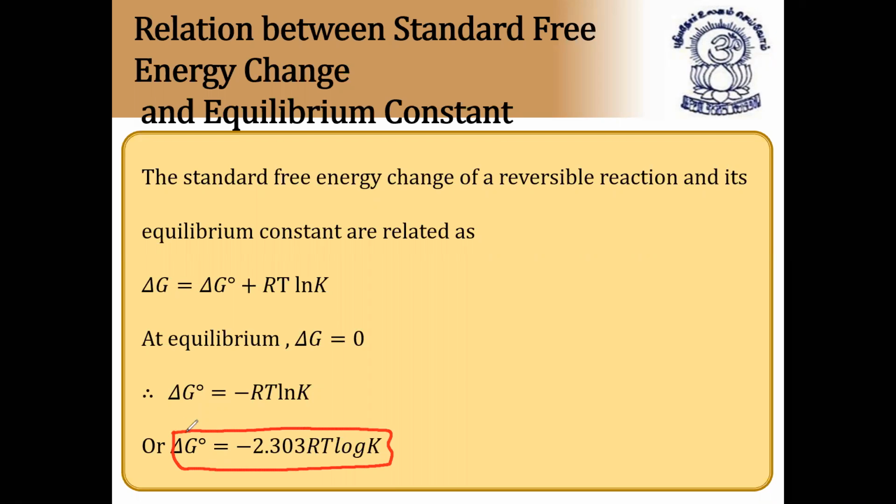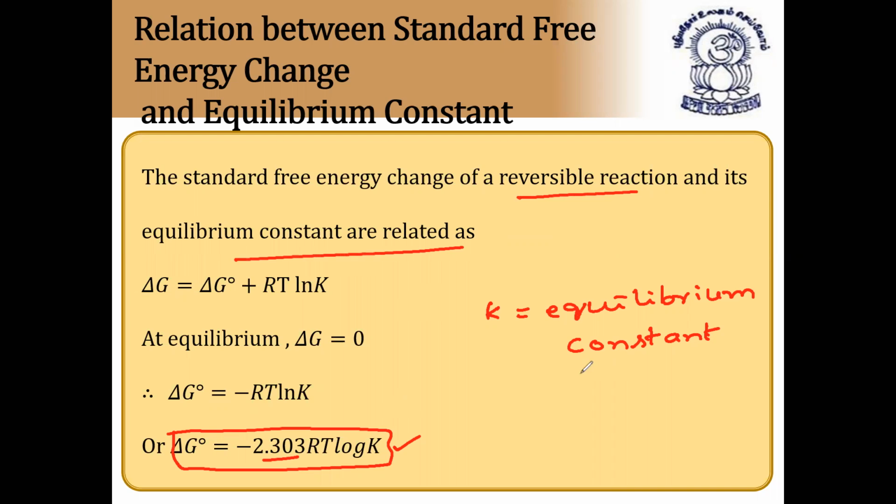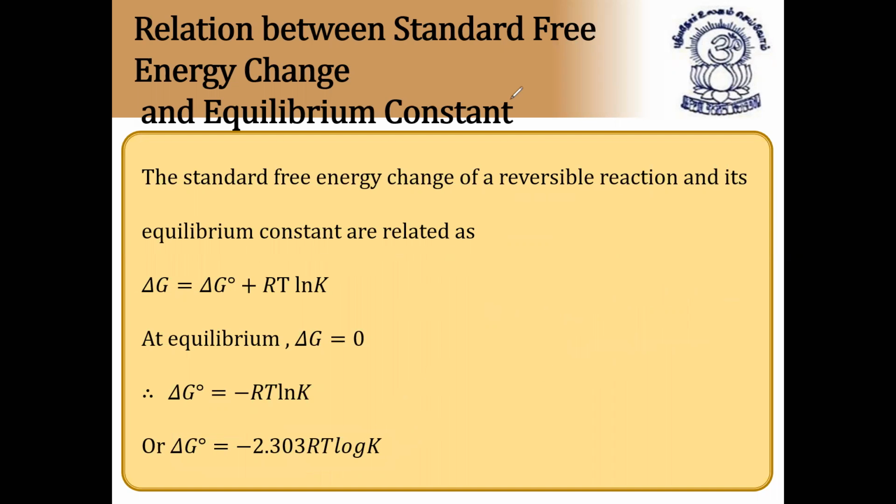For removing natural logarithm, you have to use this formula, that is 2.303 will come in place of natural logarithm. R is gas constant, T is temperature, and this is log K. ln K means natural logarithm, log K, where K is called equilibrium constant. So this is the relation between standard free energy change of a reversible reaction and its equilibrium constant. I hope it's clear. This formula we are going to use in the numericals.